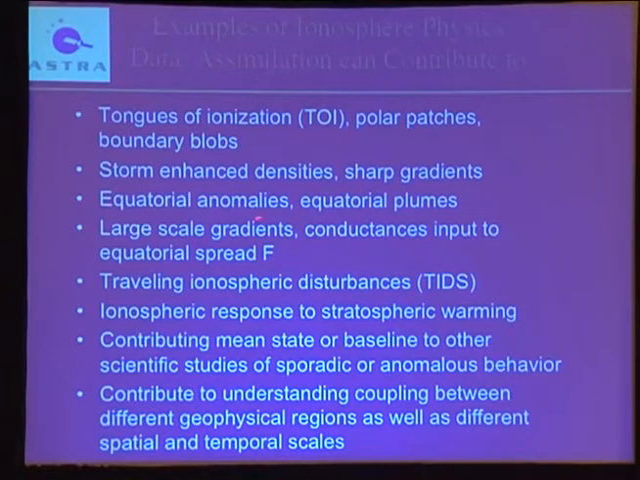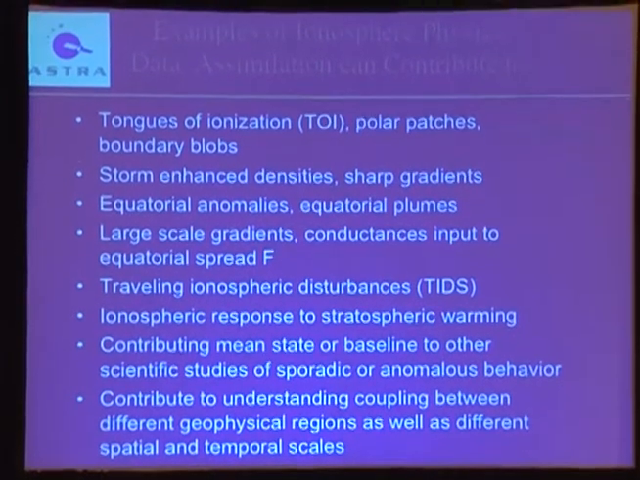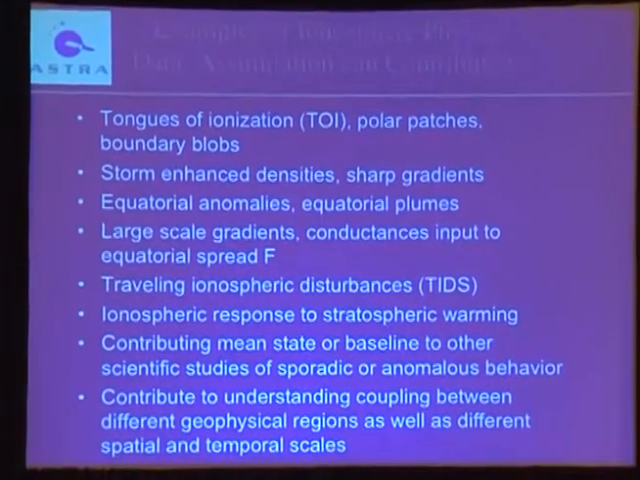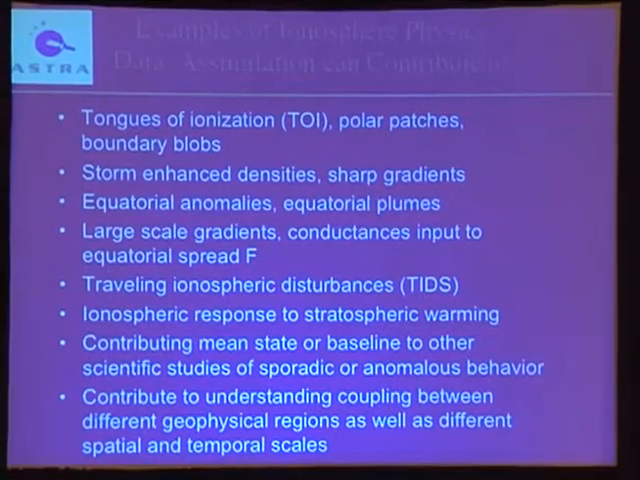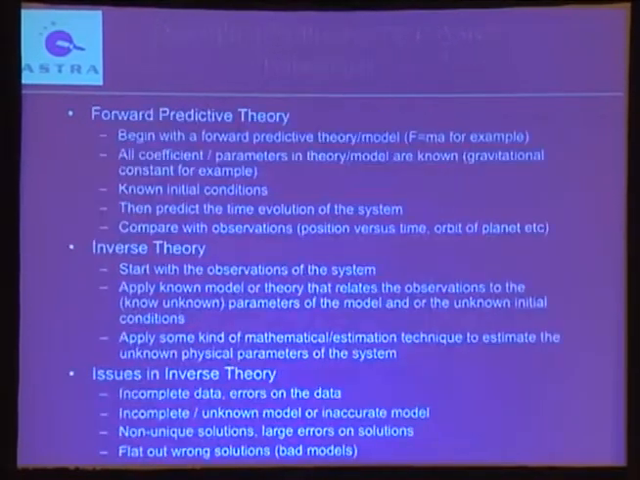You want to take some of the large-scale gradients and maybe estimate conductances you can get from electron densities, equatorial, to provide inputs to electrical spread F predictions. People do traveling ionospheric disturbances. I'll just let you see them all. There's a lot of things that data assimilation techniques can do to help understand the system we live in and maybe make progress in our overall scientific understanding. So those are kind of the motivations.